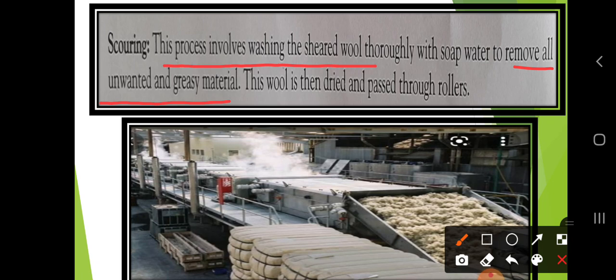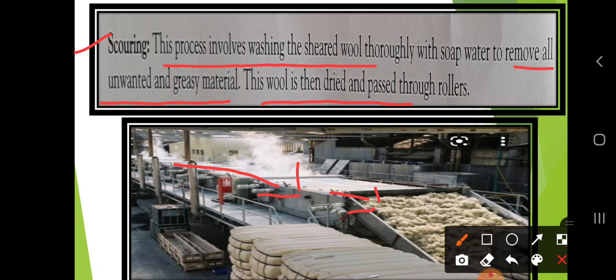This step is called scouring of the wool, and this wool is then dried and passed through the roller. You can see here how the washing process is going on to clean the wool. Then later, for drying the wool, we pass it through rollers. The water gets absorbed by the rollers and you get a dry form of the wool. Then other extraction steps are there.